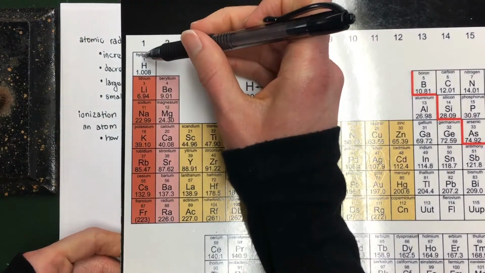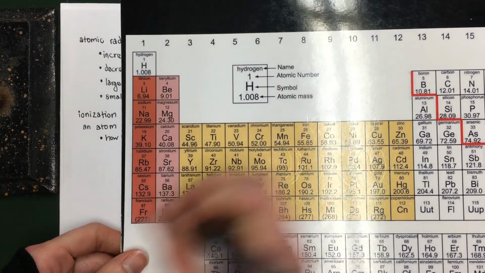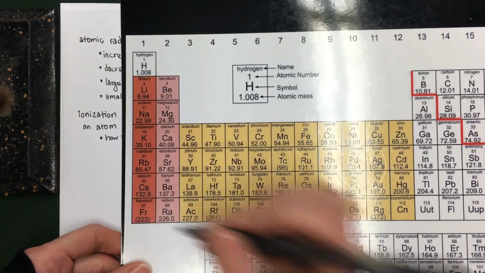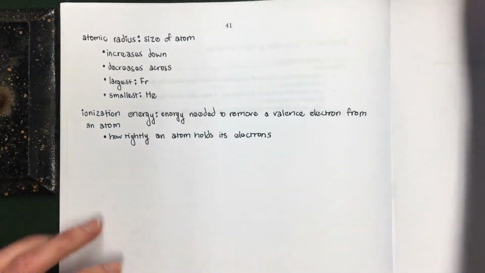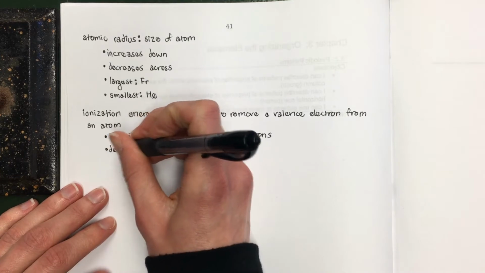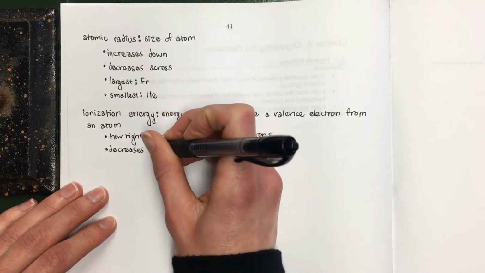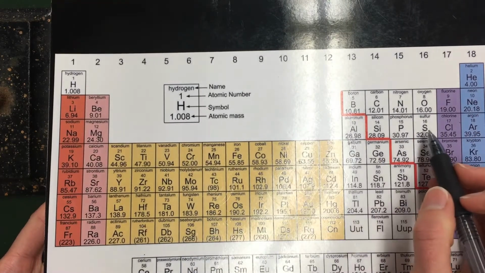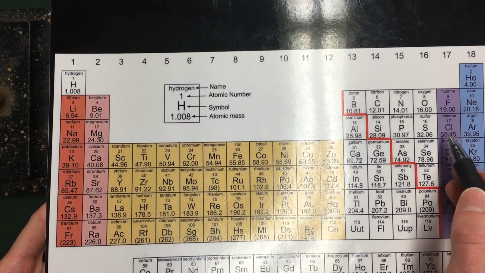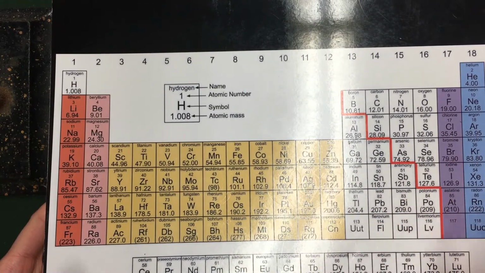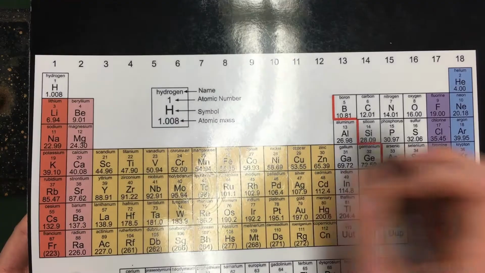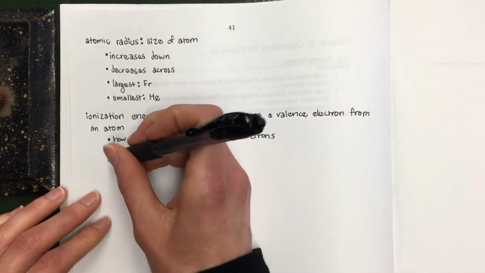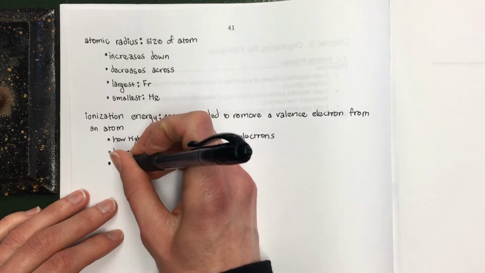Now I'm just going to tell you what the trend is on the periodic table. So as you go down a column, it gets easier and easier to take off an electron because there's more electrons. So the ionization energy decreases down. But as you go across, the elements are holding their electrons more and more tightly. That has to do with the nucleus having positive protons in it. And the more protons you have, the more the electrons are attracted to them, the more tightly they're held. So it actually increases across. So this is the opposite of atomic radius, as you can see.